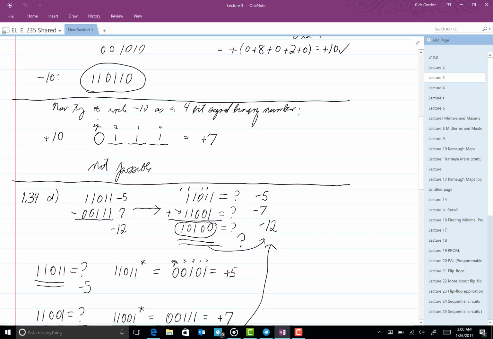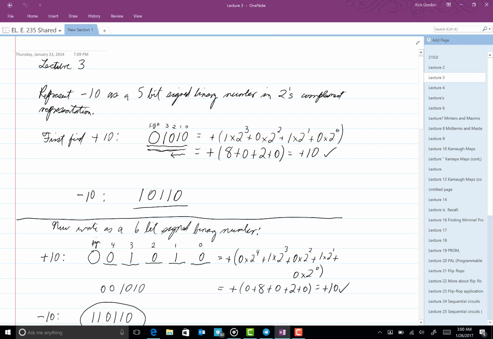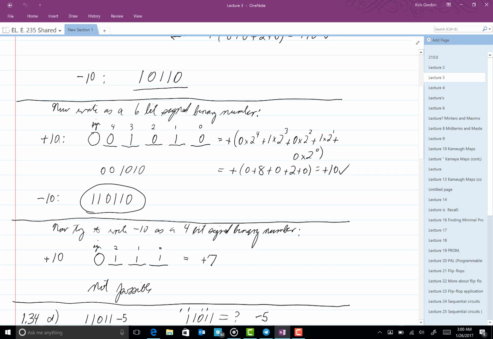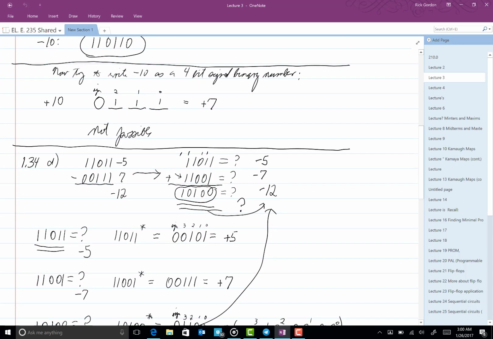Now let's review real quickly. The first thing we did was to write negative 10 as a 5-bit signed binary number. Then we wrote it as a 6-bit signed binary number. Now let's try to write it as a 4-bit signed binary number. So once again, we start by trying to write the positive form as a 4-bit signed binary number. And so just as in the two previous cases, we have 4 bits to work with, and the first one will have to be the sign bit, and then that leaves us 3 more bits. And so that will be numbering from right to left. That'll be the 0 bit, the 1 bit, and the 2 bit.